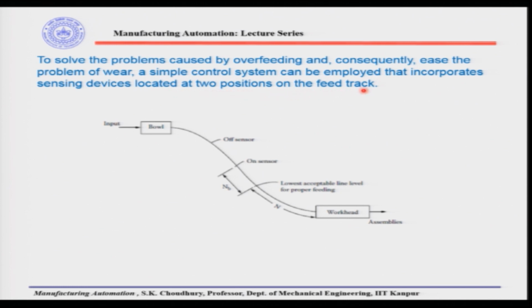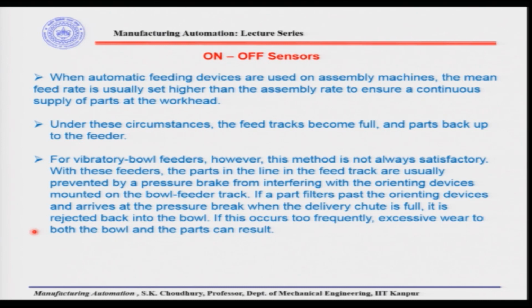So, what we said earlier actually is this, that when the automatic feeding devices are used on assembly machines, the mean feed rate is usually set higher than the assembly rate, as I said. This is to ensure a continuous supply of parts at the workhead. Under these circumstances, the feed tracks become full and parts back up to the feeder.